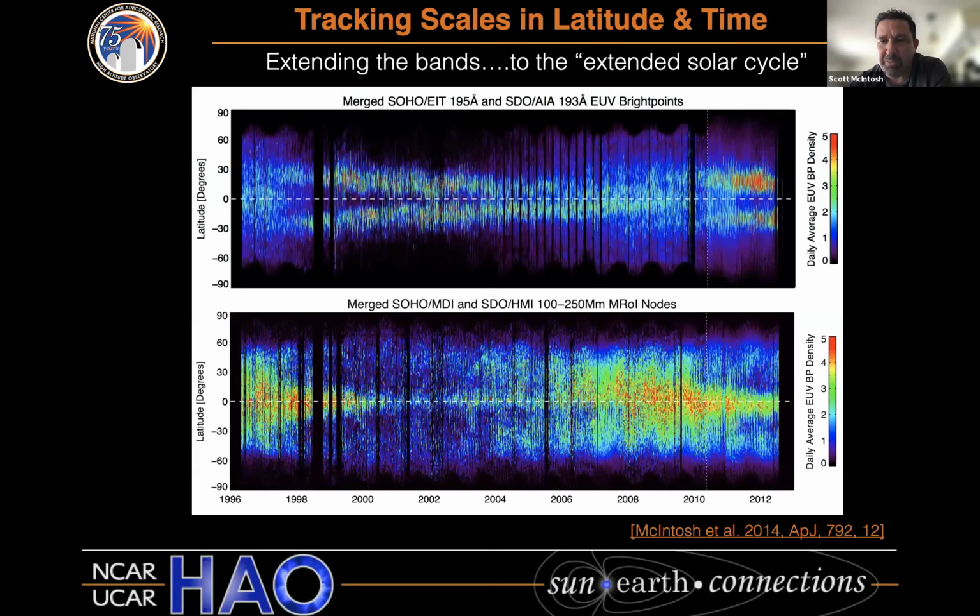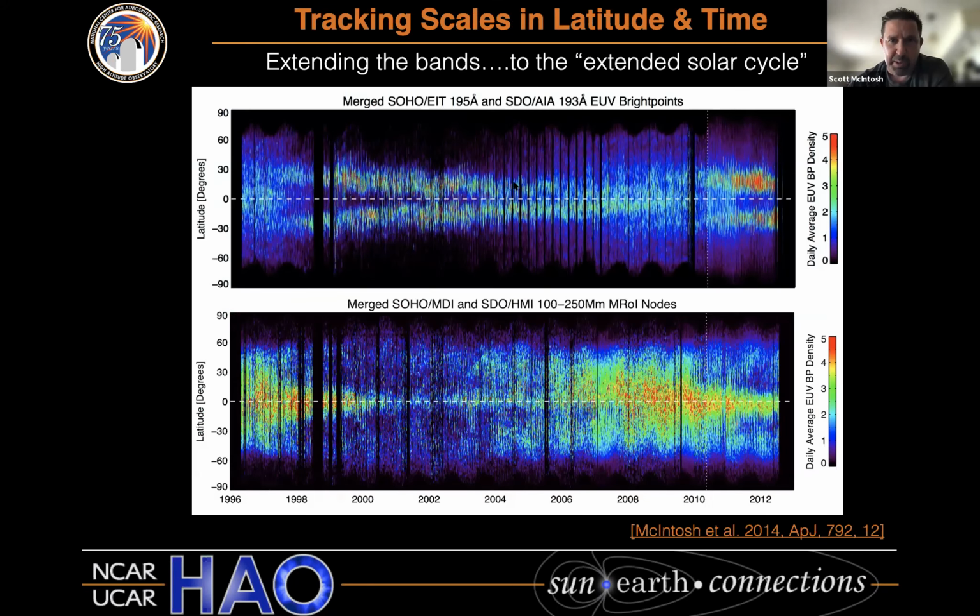And these slides are a real flashback. You'll see where they end in 2012. I pulled them from a very old presentation. And so if you look at these bands and I start to extrapolate out the same spatial scale in the magnetic data, I start to see a weird pattern.